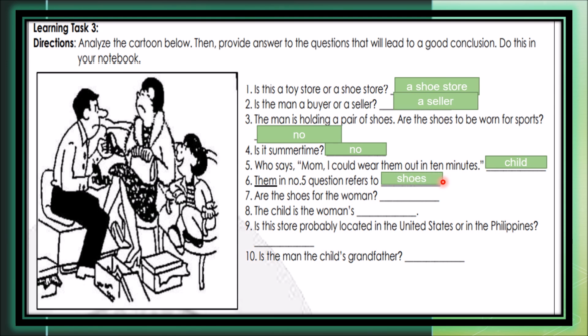And number 6. If your answer is shoes, you're right. Number 7. Yes. Number 8. Okay, sun. Number 9. United States. And number 10. No. Okay. So, very good, kids.